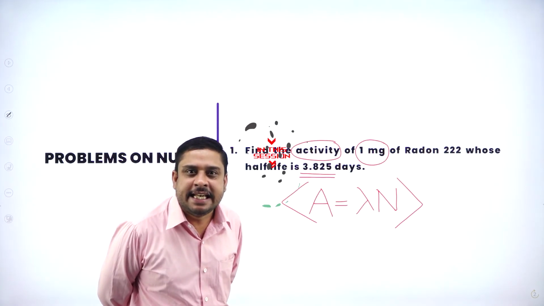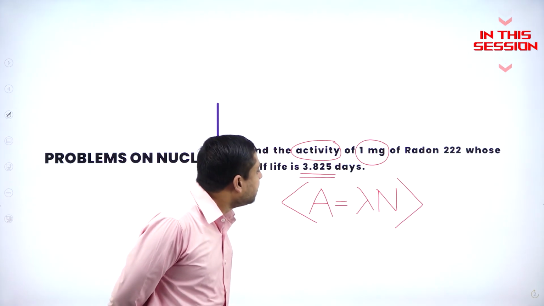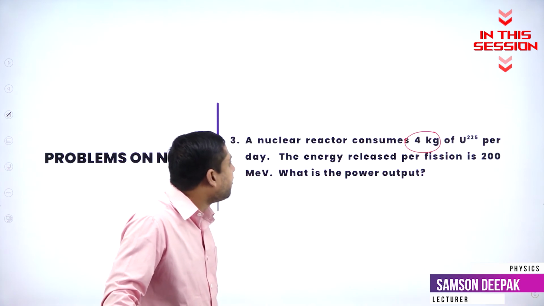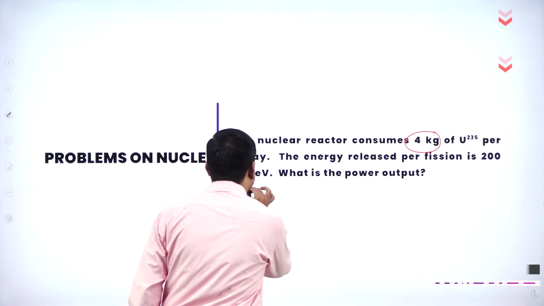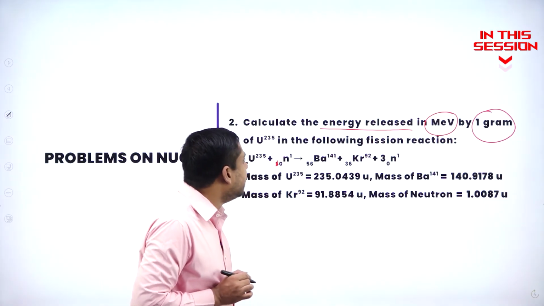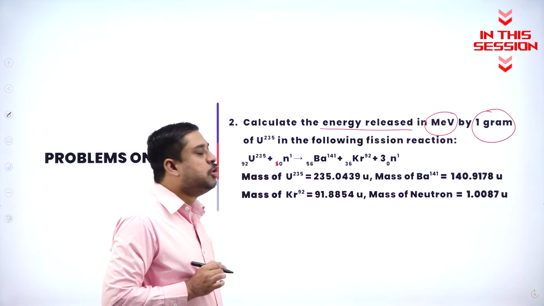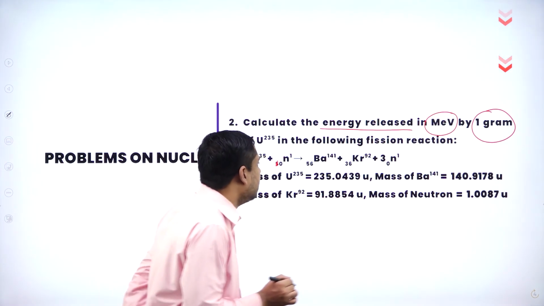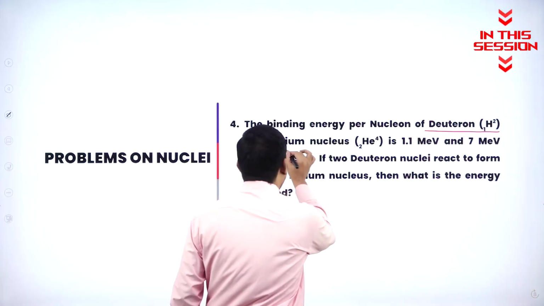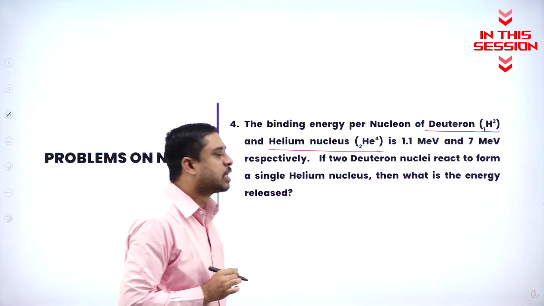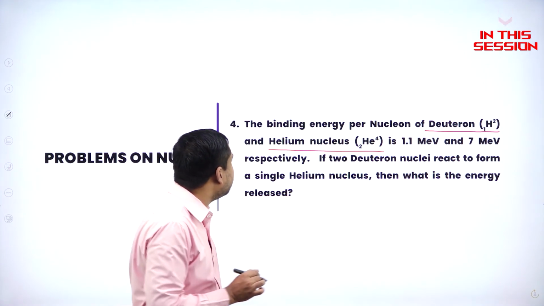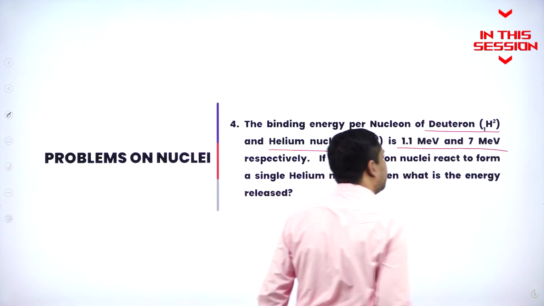is always equal to lambda into N. The energy released per fission is 200 MeV. The products formed are barium, krypton, 3 neutrons plus a large amount of energy, and helium nucleus is 1.1 MeV and 7 MeV respectively.